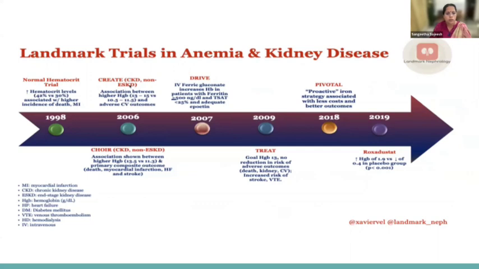CREATE was in non-end-stage CKD patients, with the target being higher hemoglobin levels, and adverse cardiovascular outcomes were studied by that trial. The QUIET trial also compared higher hemoglobin with a primary composite outcome including stroke. Then there was another trial called TREAT in 2009, in which the goal of hemoglobin was kept at 13. It showed increased risk of stroke and venous thromboembolism in patients with higher hemoglobin levels on erythropoietin stimulating agents.